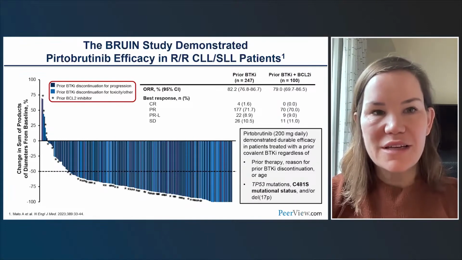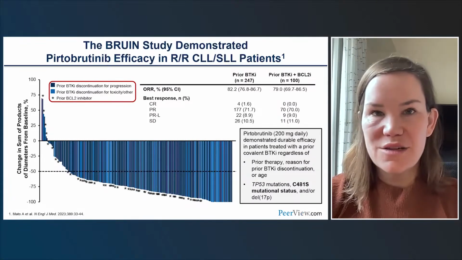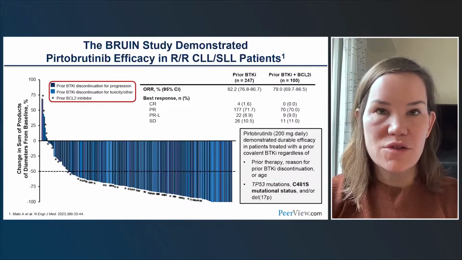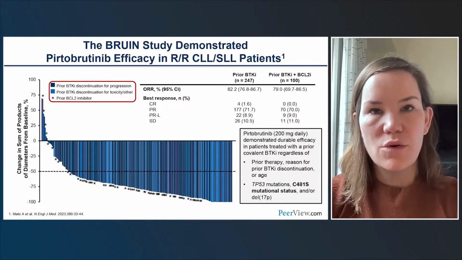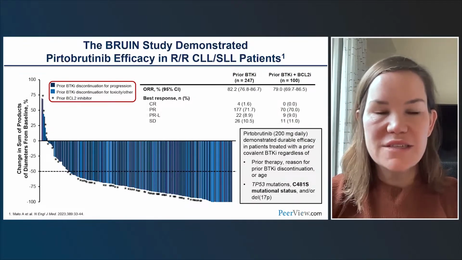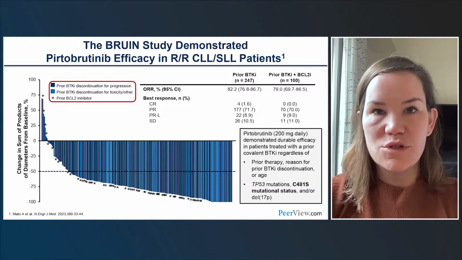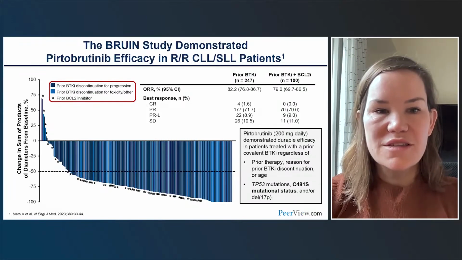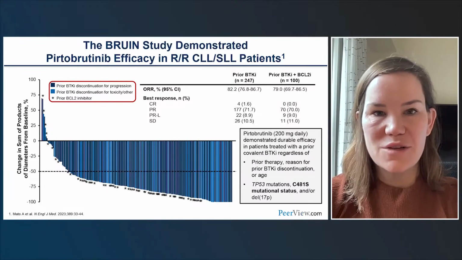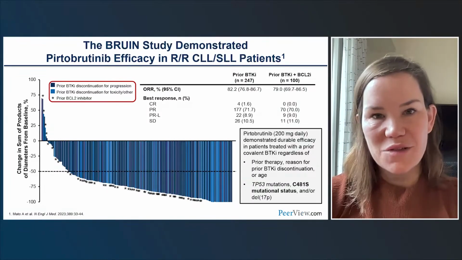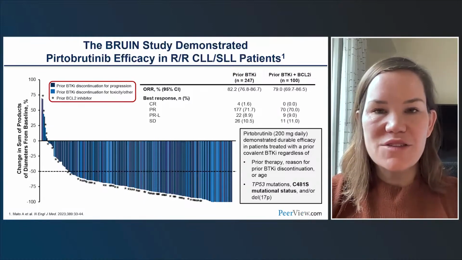The color coding depicts whether patients had discontinued their prior BTK inhibitor due to progression, which was about 3/4 of the patients, versus toxicity or other reasons, which was the remaining quarter. The stars indicate whether patients had or hadn't had prior BCL2 inhibitor, and so all the starred patients are those who had prior BCL2 inhibitor. The overall response rate for these groups was right around 80%.